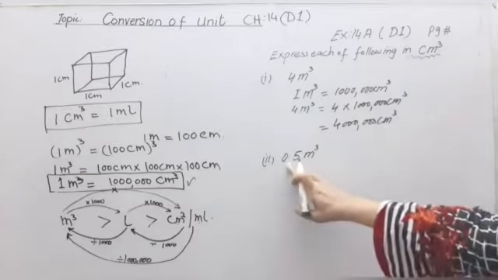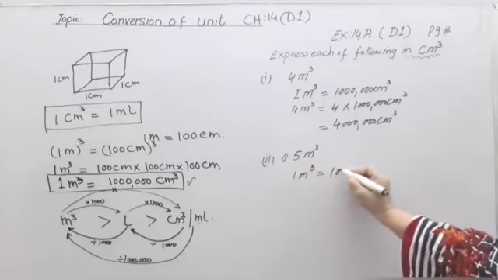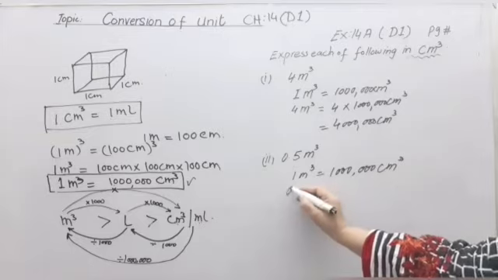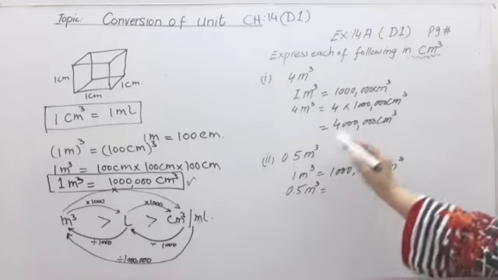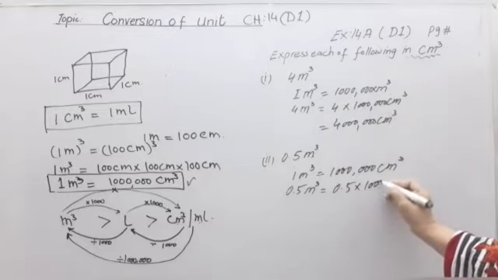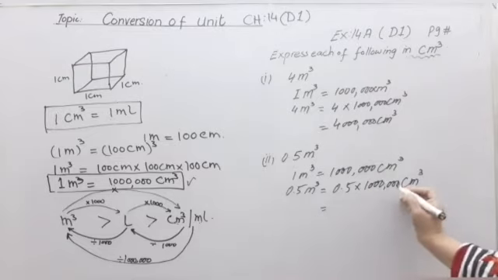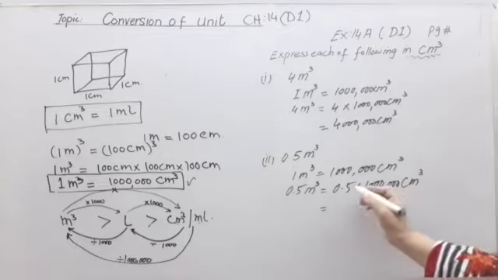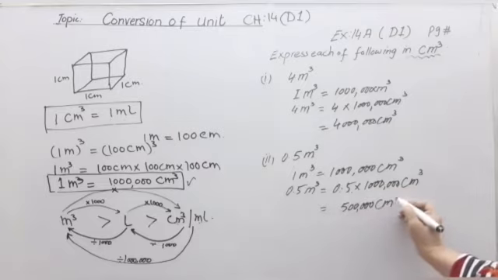In the same way, for 0.5 cubic meter, we write the formula first and multiply both sides with the same number 0.5 which we need in our question, for conversion of cubic meter into cubic centimeter. So just 0.5 multiplied by 1 million cubic centimeter. When we multiply, the point goes and 10 comes, or with a calculator, divided by 10, we get 500,000 cubic centimeter.